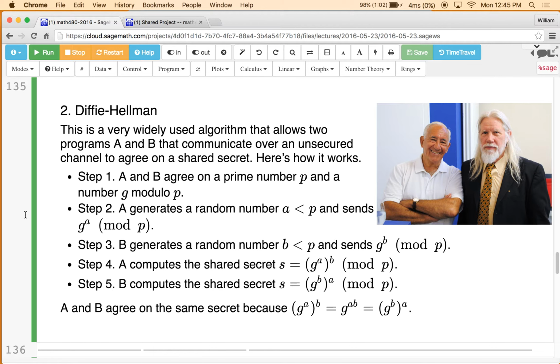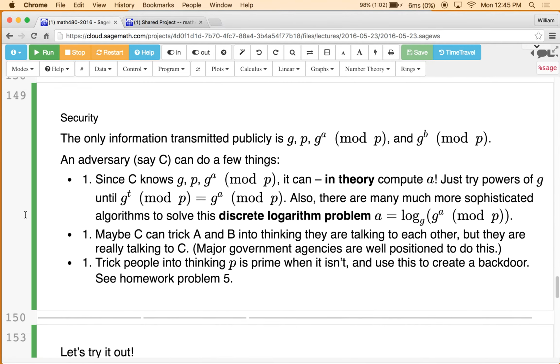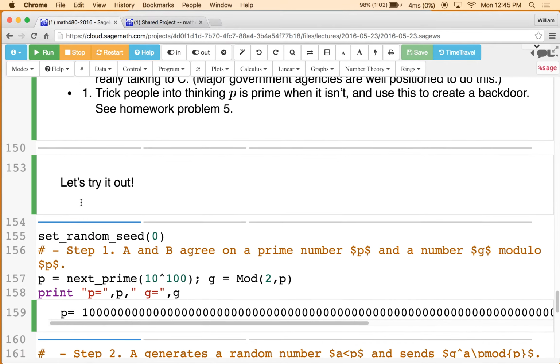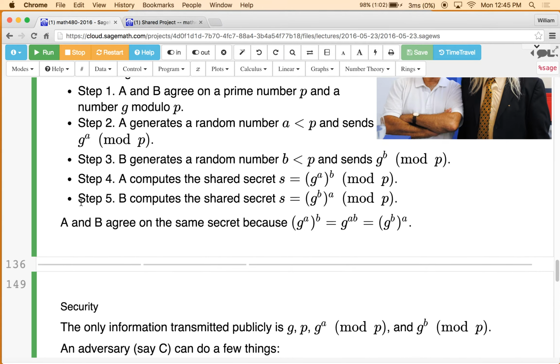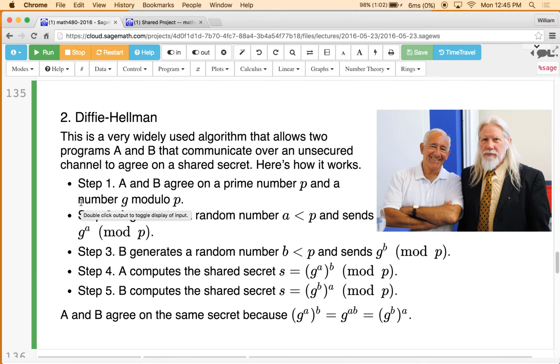Okay, so here's what you do. You have two computer programs or whatever, or people, me and Mac, and we want to agree on a shared secret. So here's the protocol, the sequence of steps. We agree on a prime number p and a number g modulo p. So we just choose some big prime number. Let's say our prime number is the next prime after 10 to the power of 100. So you heard us agree on that. He knows that, I know that, you all know that we're going to use that. And our g, we'll just make it 2. So it's not too complicated.